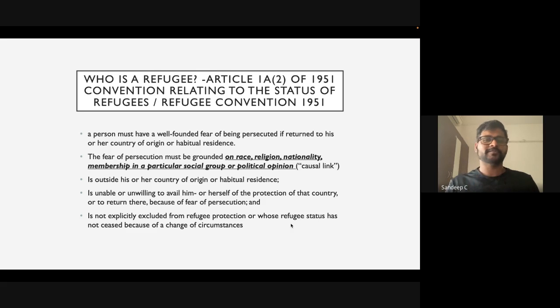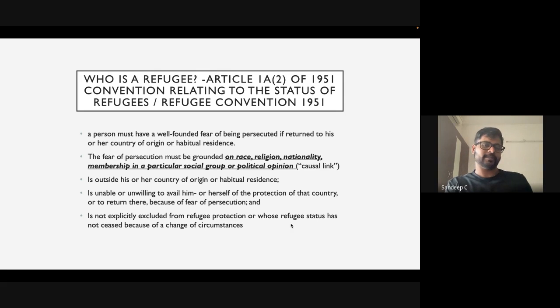First of all, let us see who is a refugee. In order to understand who is a refugee, you have to go into the Convention relating to the Status of Refugees, otherwise known as the Refugee Convention, which came into force in 1951. This convention was initially ratified by European and Western countries after the end of the Second World War. As you know, during a war, a lot of people get displaced from their own homeland, or they try to flee their own country in order to protect their family members and their own lives, and seek refuge in other countries.